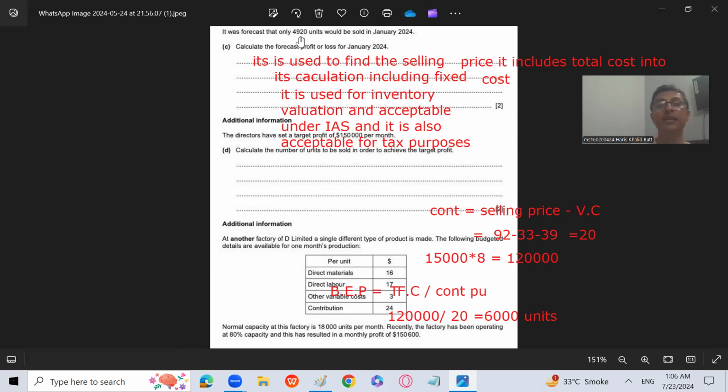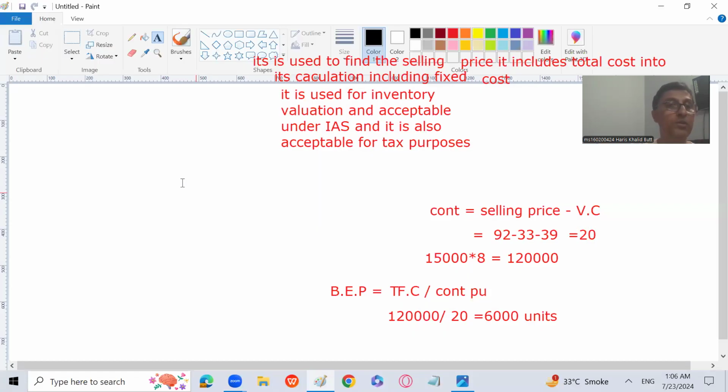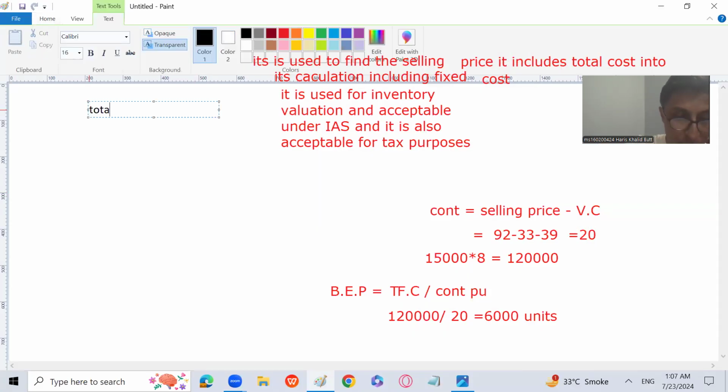It means that it is understood that we are going to have a loss. Why, sir? Because the break-even point is 6,000 units. Break-even point means a no profit, no loss situation. So at 6,000 units, our profit is 0. If we are producing less than 6,000 units, it means that we are going to sustain a loss. So total contribution is going to be 4,920 units multiplied by 20.